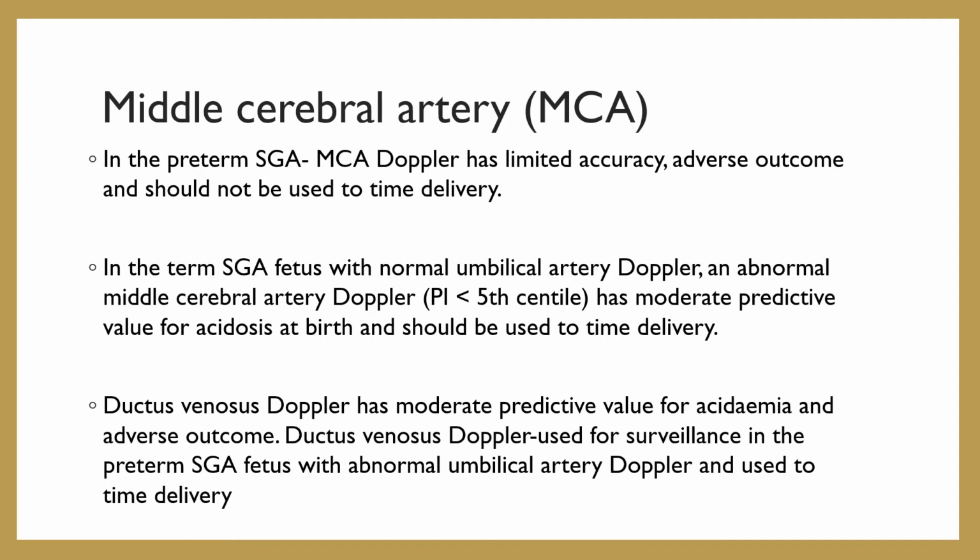Ductus venosus Doppler has moderate prediction for acidemia and adverse outcome and should be used for surveillance in the preterm SGA baby with abnormal umbilical artery Doppler and used to time delivery. So, if there's SGA in a term baby with normal umbilical artery Doppler, then an abnormal MCA should help to time delivery. In a preterm SGA baby with abnormal umbilical artery Doppler, ductus venosus Doppler will help to time delivery.